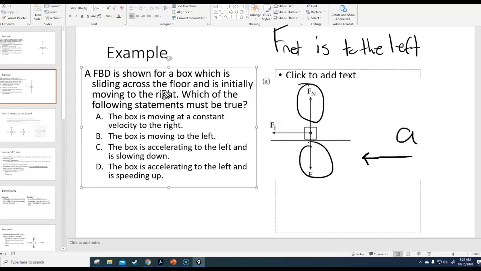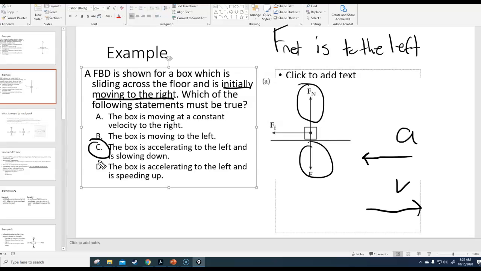Now in the problem, it says the box is initially moving to the right. So what does that mean if your velocity is to the right and your acceleration is to the left? We've also talked about that in a past video. That means the box is going to accelerate to the left and is going to slow down. The answer here should be C.